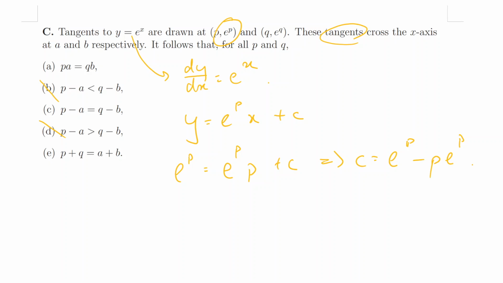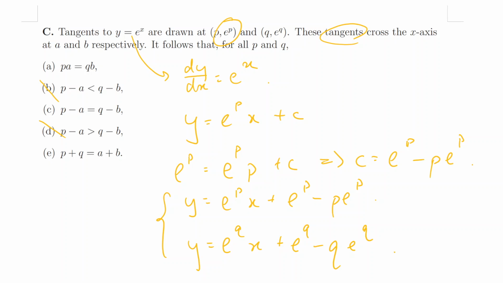Now don't be terrified by so many variables. They're just constants and you can manage. So the full tangent equation is y equals e to the p x plus e to the p minus p e to the p. Same logic for the other one, right? There's no difference for q. You just have to change all the p's into q's. So y equals e to the q x plus e to the q minus q e to the q. No surprises so far.